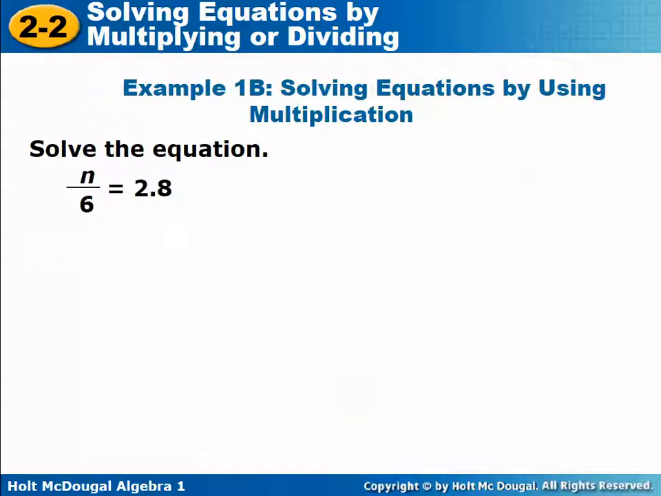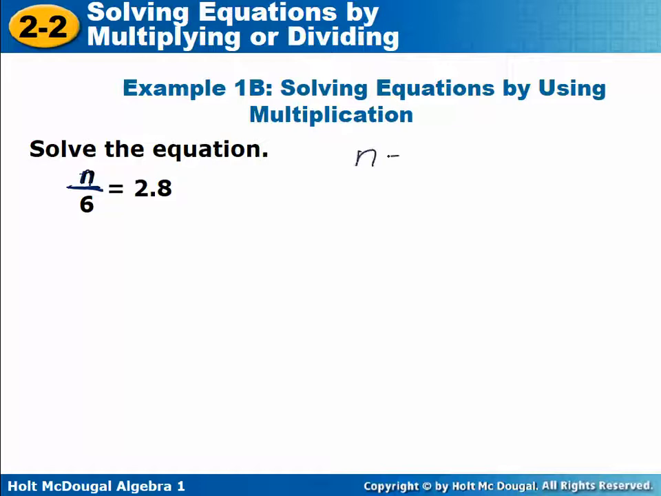All right, let's look at another example. This one has a decimal in it. We are going to find the variable. The variable is n. And then we say to ourselves, what's happening to the n? What's keeping it from being by itself? It's being divided by 6. That's what this line means. It's a division bar. So we have n divided by 6.